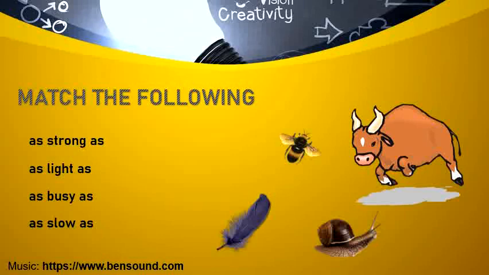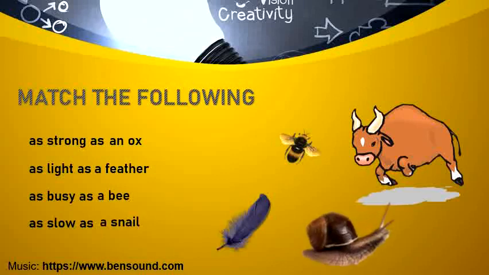Let us see if your answers are correct. As strong as an ox, as light as a feather, as busy as a bee, as slow as a snail. So, did you get it right? Brilliant. Would you like to try another activity now?